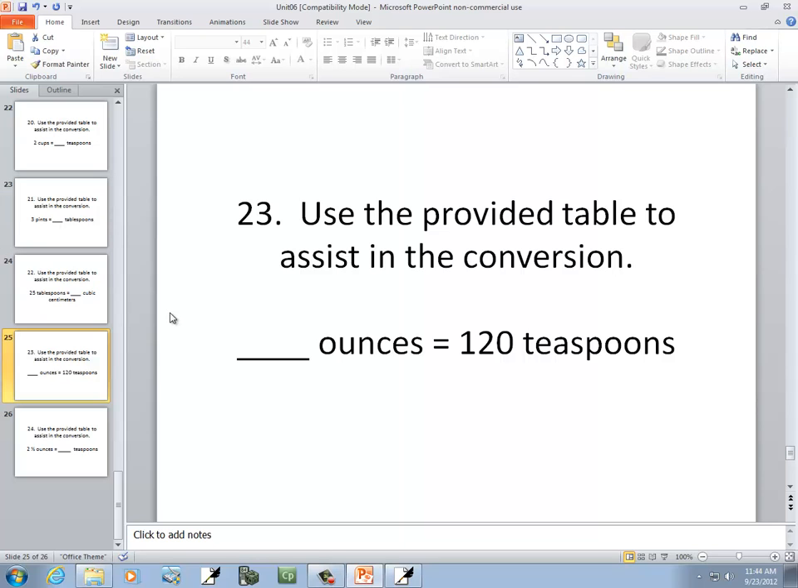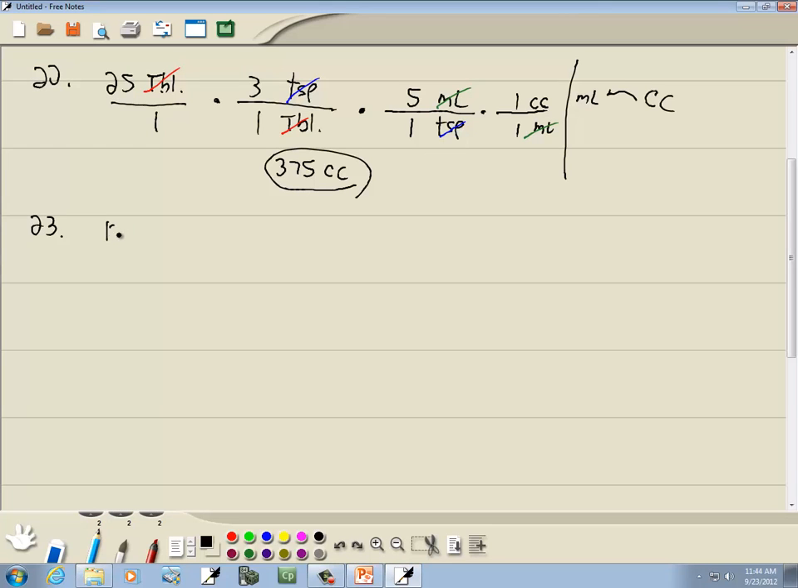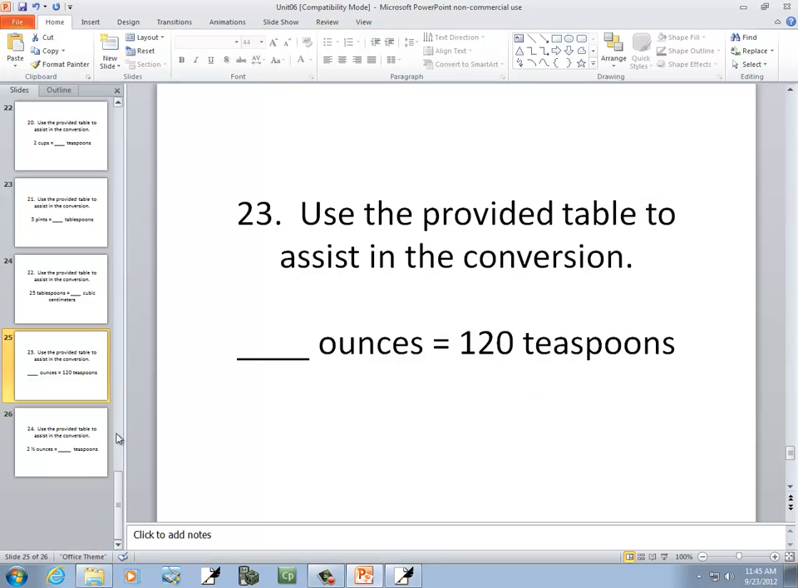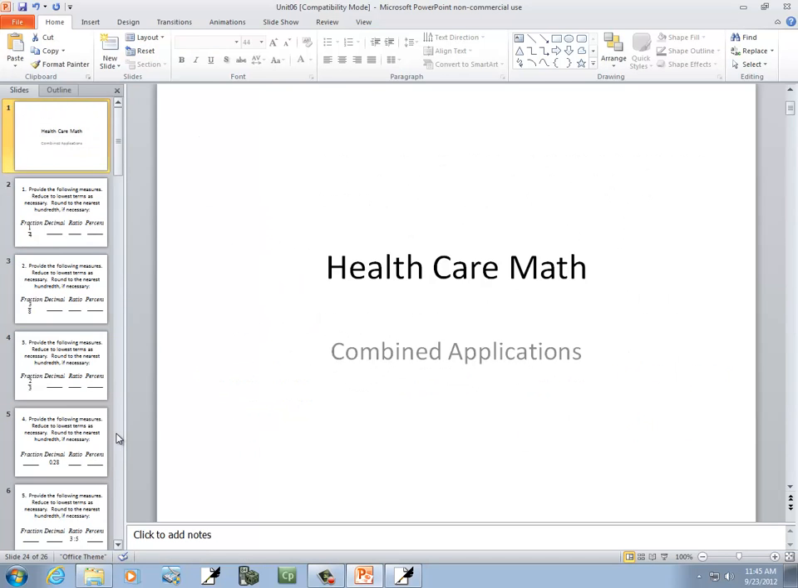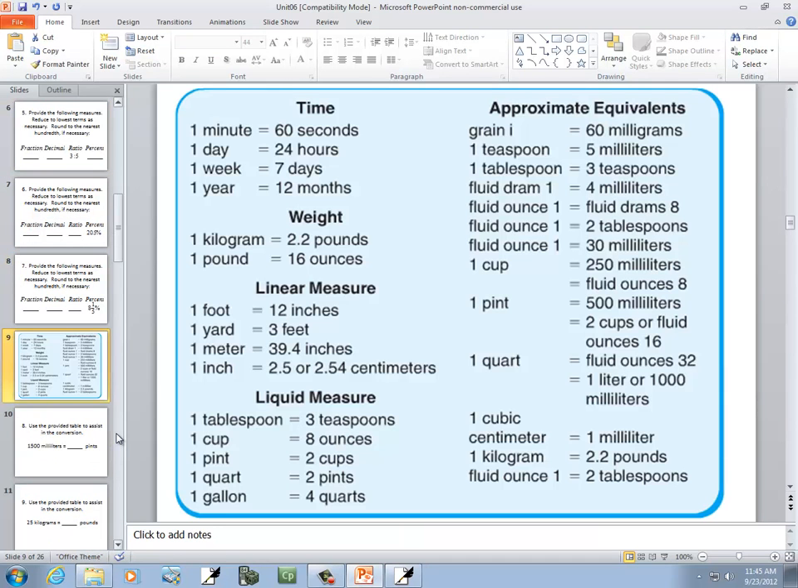Let's look at number 23. Blank ounces equal to 120 teaspoons. Okay, so we're starting out with 120 teaspoons. If that's teaspoons, this has to be teaspoons here. And we want to end up with our ounces. Yeah, let's go up and look. I don't think there's any kind of tie between teaspoons and ounces. But let's check.